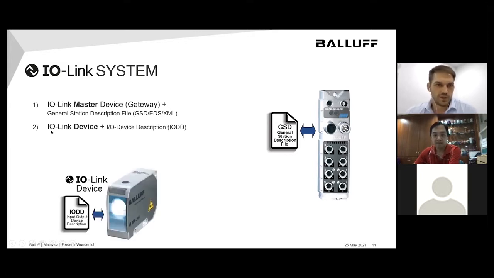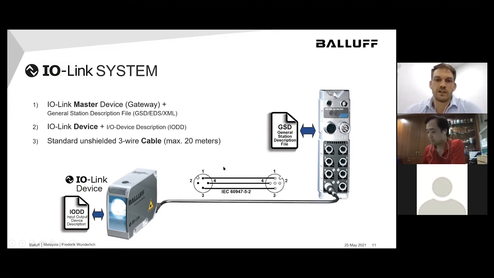Second of all, of course, we need a sensor. So an IO link device. For this example, we use a Balluff optical distance sensor. And every IO link device actually comes with an IO device description. The description contains information about who the manufacturer is, what the material number is, and additional information about the device. And finally, to connect these two, we also need a cable, obviously.